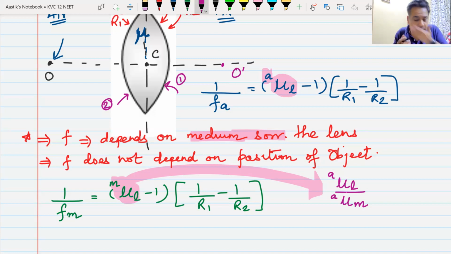Since mu comes, as soon as mu comes, you will have the focal length changing. In fact, a concave lens can also become a convex lens, and a convex lens can become a concave lens. We will show it to you. Don't worry, I'll give you 2 minutes.